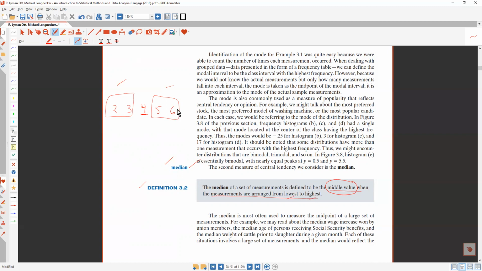That's important because, watch, I'm going to put a 60 here. I changed this data point from a 6 to a 60. What's the median? The median is still equal to 4. What if I change this to -2? The median is still equal to 4. That's very, very important to understand about the median.